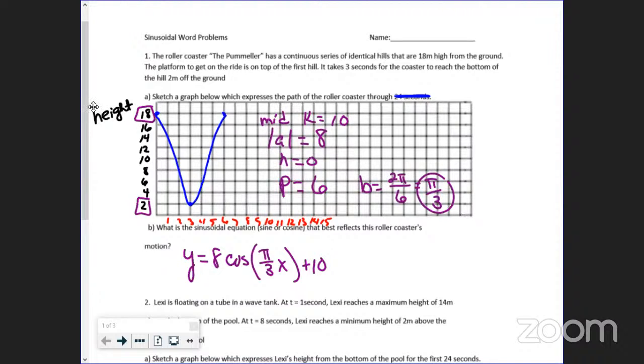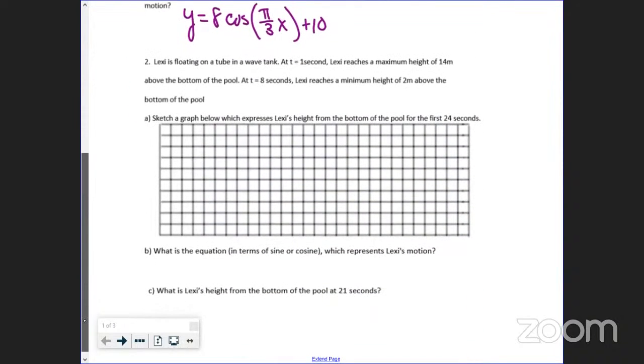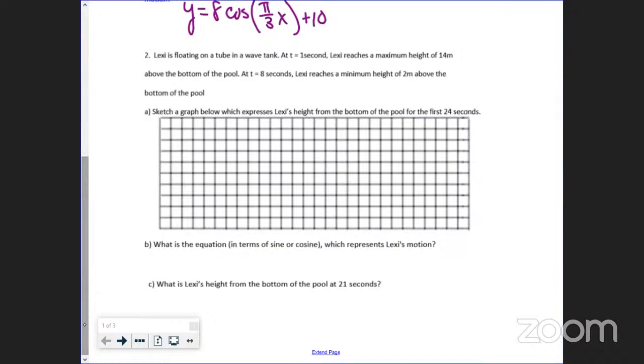Now I want you to see if you have any questions on what we just did there. You okay with that one? Good. Here's what I want you to do. I would like you to try number 2 and get B. I'm not going to do anything here at all. I'm just going to give you the answer in a second.